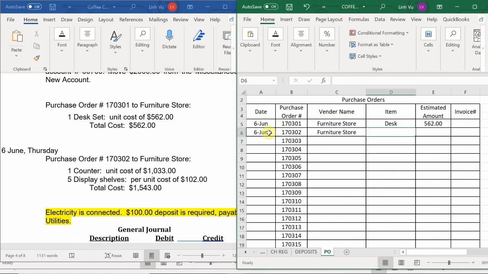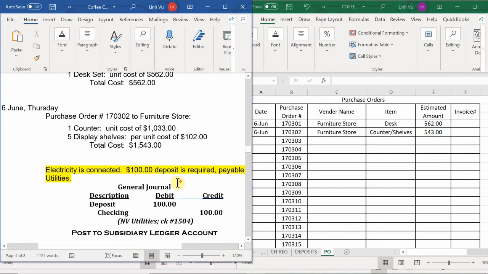And this time we're buying a counter and one now shelves, 5 display shots. Now, what grand total amount should I be looking for to match our invoice? 1,543. 1543. Okay, perfect.